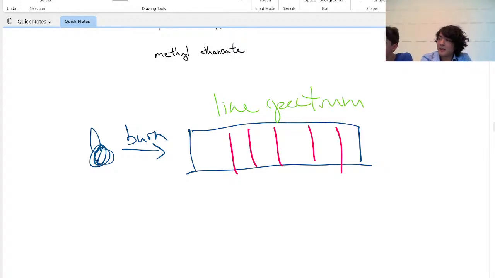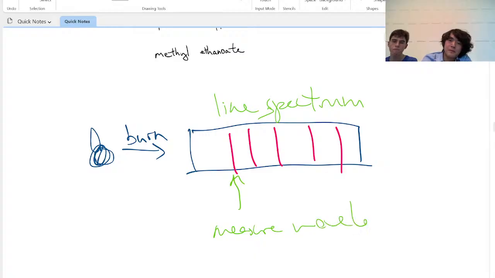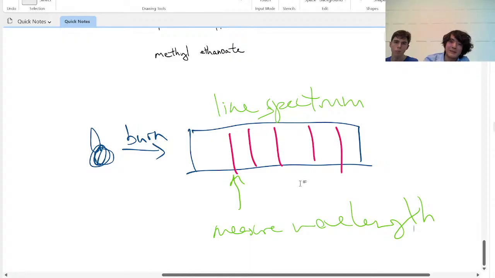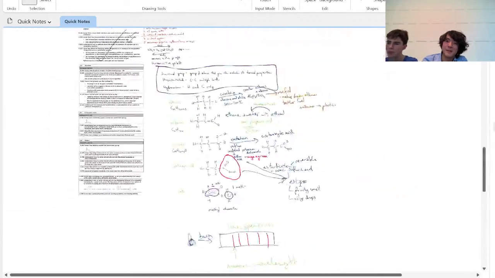Hi, can you help with moles, please? Yeah, we can do. There's an entire mole section. If you just go back, watch the first bit of the stream. Okay, this is flame spectroscopy: burn, line spectrum, measure wavelength. Okay, cool.